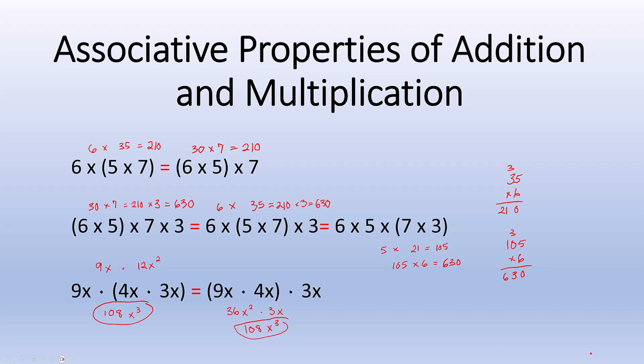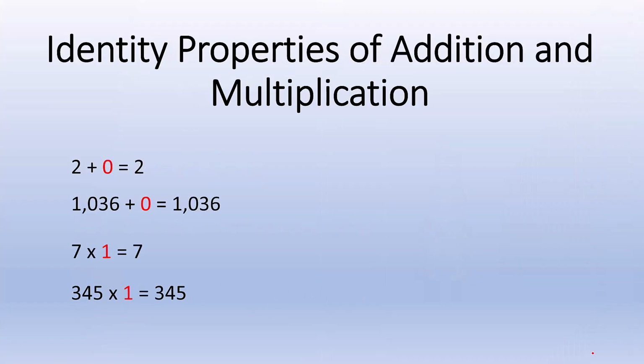Okay, let's take a look at one more property. Let's talk briefly about the identity properties of addition and multiplication. All this rule simply says is that any number added to 0 will give you that same number. So 2 plus 0 is going to equal 2. 1036 plus 0 is going to equal 1036. When you add any number to 0, it doesn't add anything else to it, so the number stays the same. That's the identity property of addition.